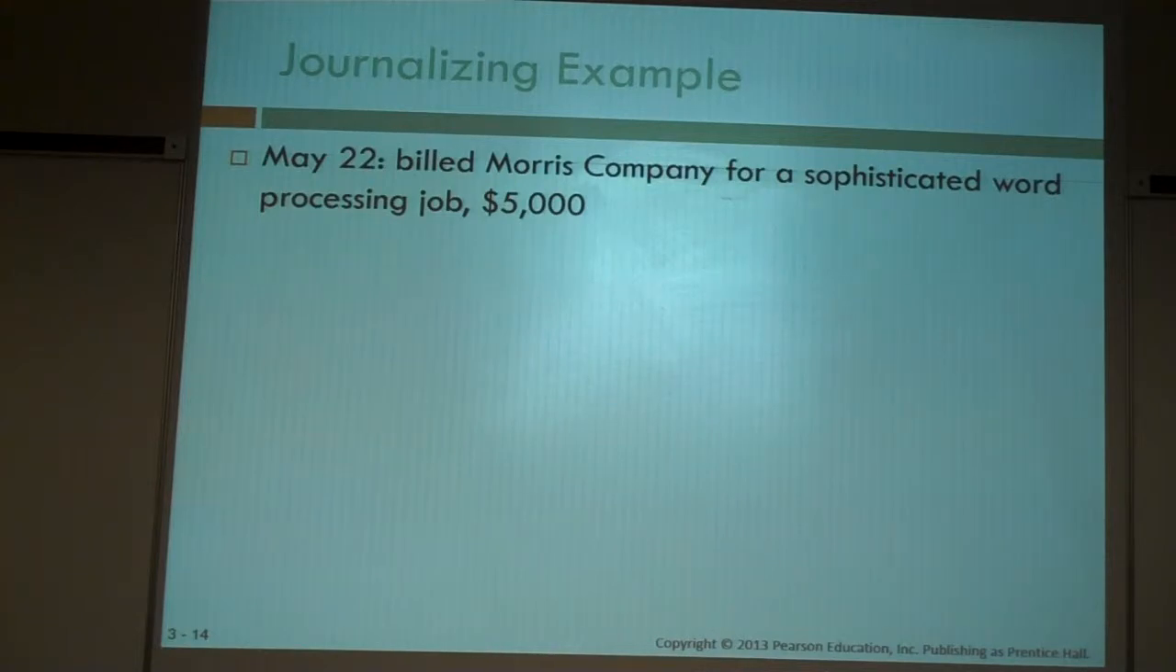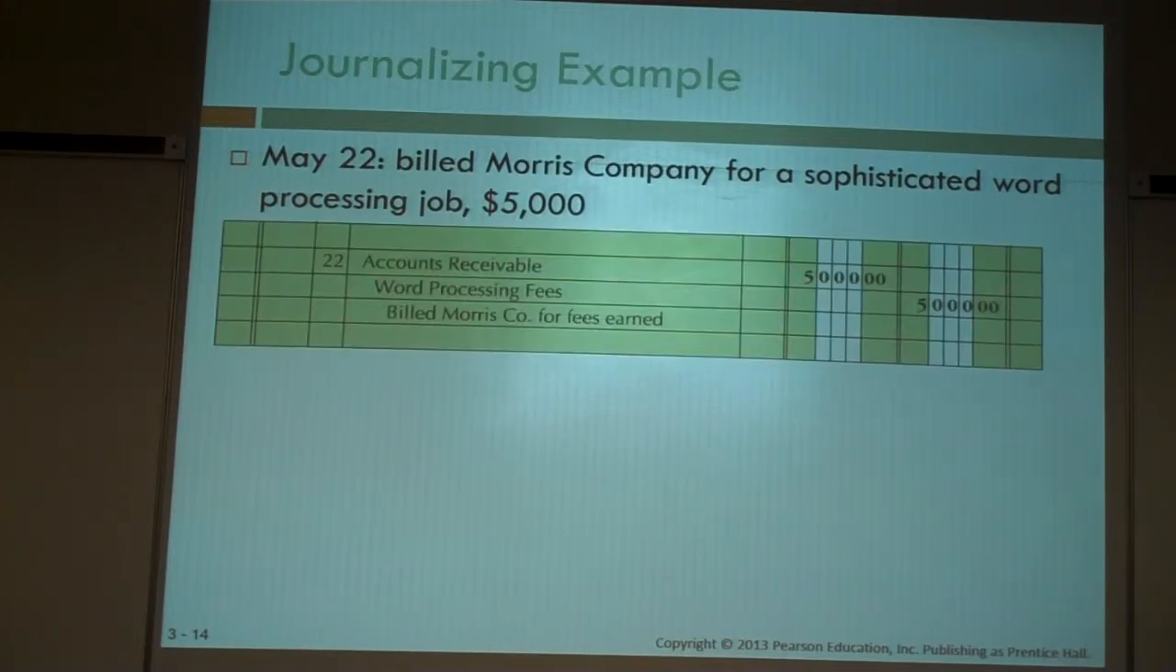On May the 22nd, billed Morris Company for a sophisticated word processing job, $5,000. What accounts are affected? Accounts receivable. Accounts receivable, because they didn't give us the money, did they? Accounts receivable was a promise to pay, and then what's our other account? Word processing fees. The fees, the revenue account. So there's our accounts receivable.